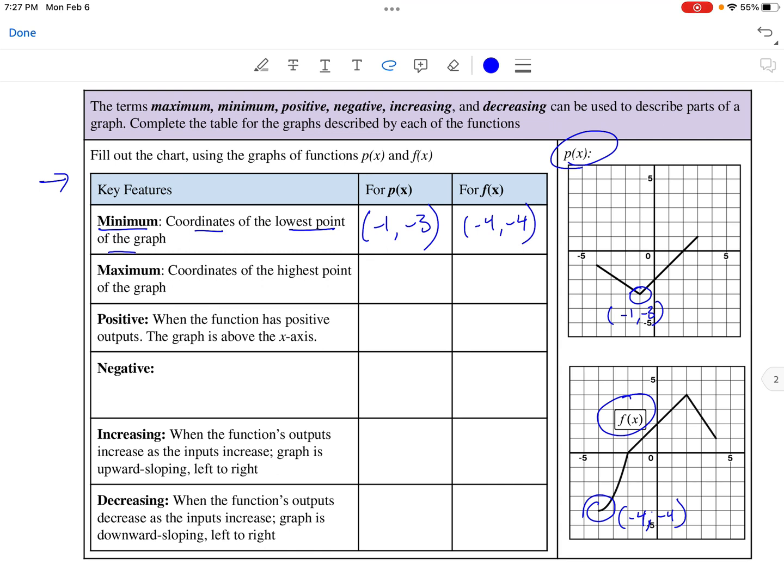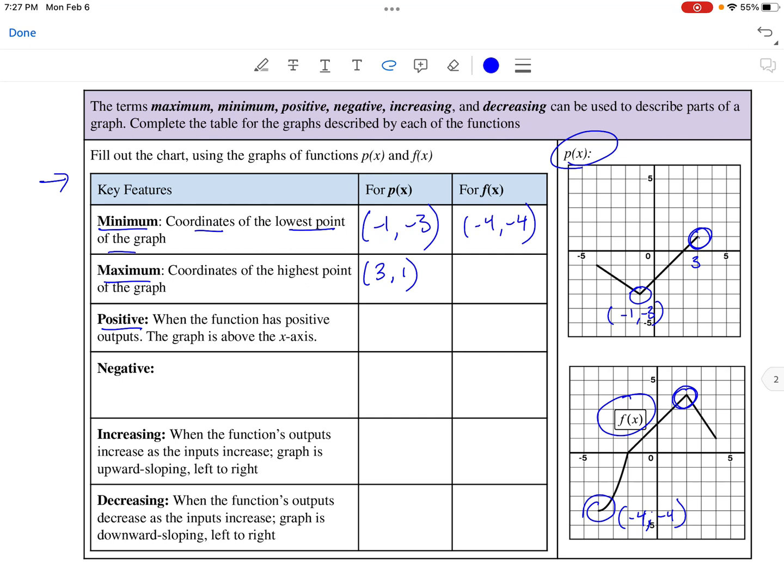The maximum is the highest point. So for this graph, it's this point here. For this graph, it's this point. So you figure out the coordinates for that. Do one together. This is over 3 and up 1.